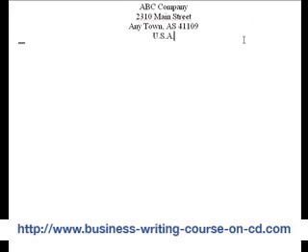So this would be the ABC company, and they're located at 2310 Main Street, any town, any state, 41109, USA. Now, as I said, that should be in the center, and it usually will be if it's part of the letterhead. Now, the next part that we will put is the date of the letter.